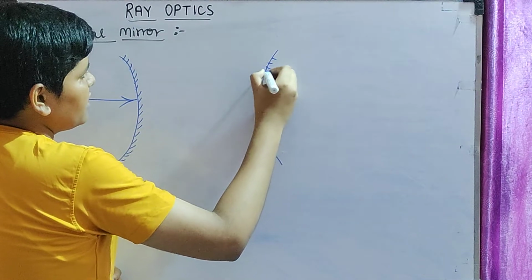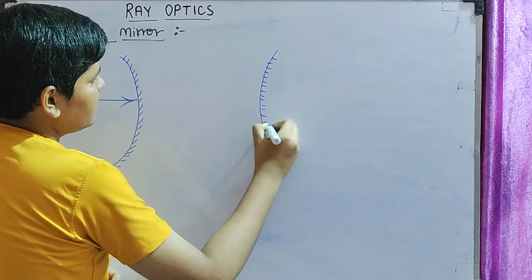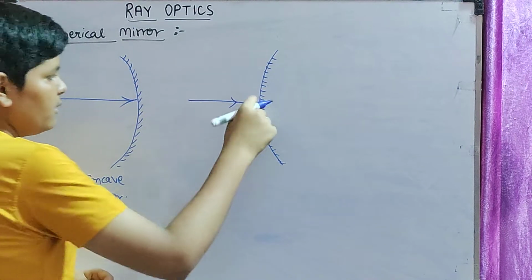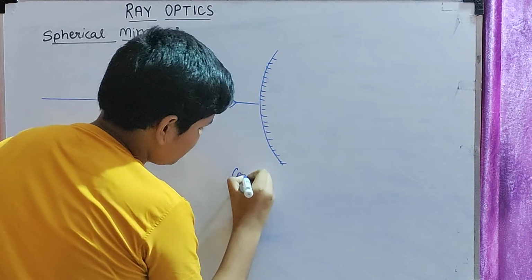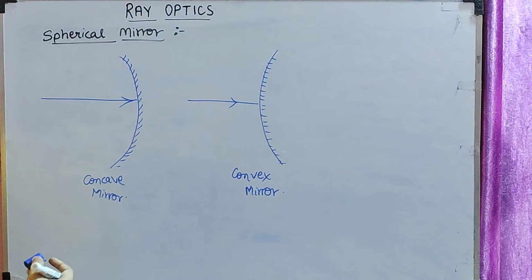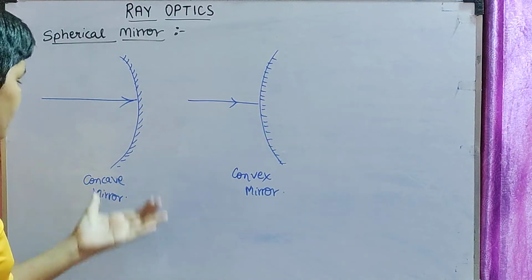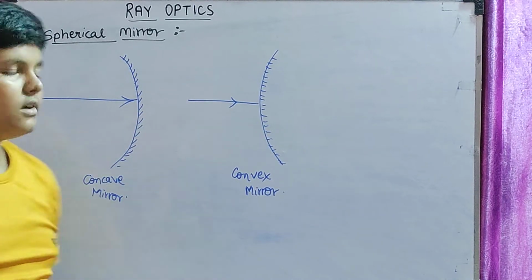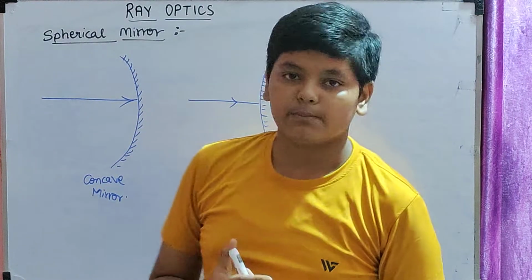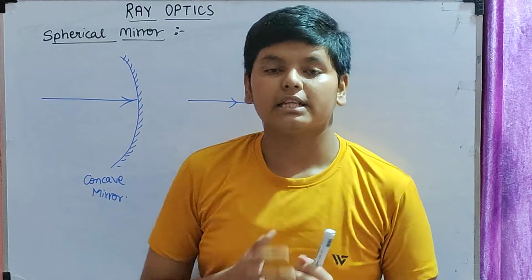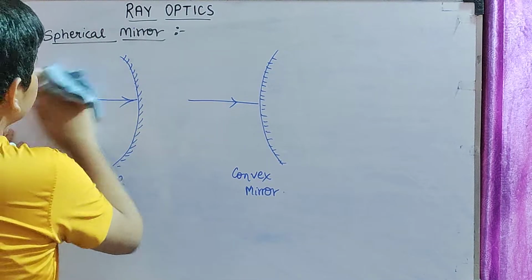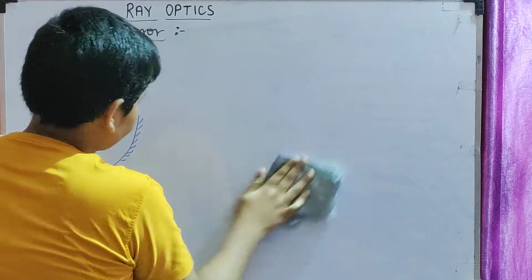The same mirror, if we are silvering it inside rather than outside, we are producing a ray of light like this. It is bulged out, so this is called convex mirror. An easy way to remember, whenever a ray of light is going inside a cave, it is like concave mirror. When it is bulged outside, it is called convex mirror. So these are the spherical mirrors. Now, because of the introduction of spherical mirrors, we have to learn a few more terms regarding the mirrors. So let us see some terms regarding spherical mirrors.